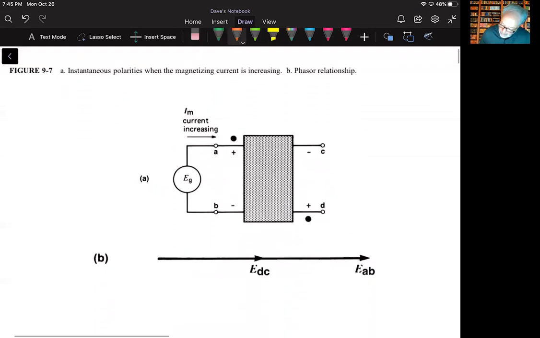What that would mean is that they would be in phase if I was connected here and here, based on the polarity marks. And how do I represent that in a phasor diagram? Well, here's voltage EDC, and that double subscript means that the D is at the higher potential, the positive, and the C is at the lower potential, the negative. So EDC would be in phase with EAB.